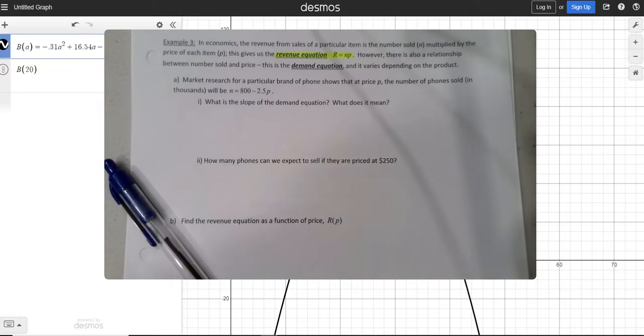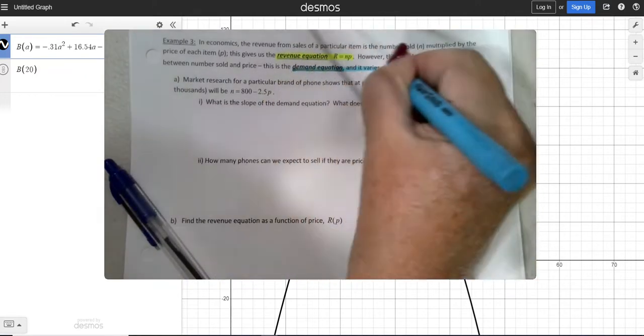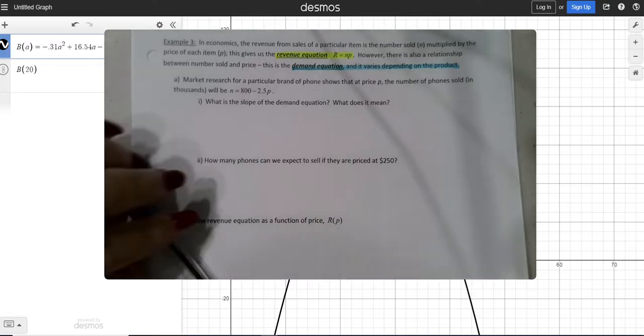Now there's also a relationship between the number sold and the price. This is called the demand equation. And the demand equation is going to vary depending on the product. But notice the demand equation logically should also depend on price, right? In general, if you price something lower, you're probably going to sell more. You price something higher, you're going to sell less. So it would make sense that the demand equation should also depend on price.